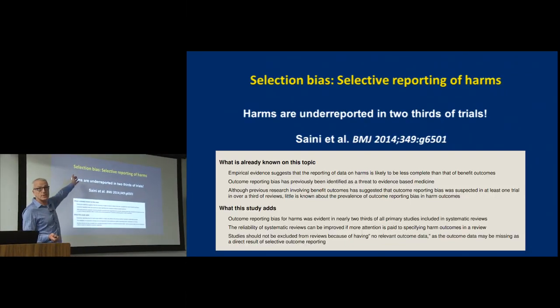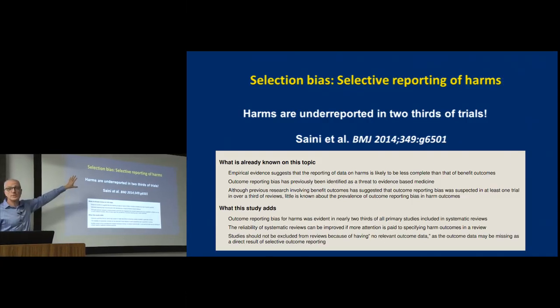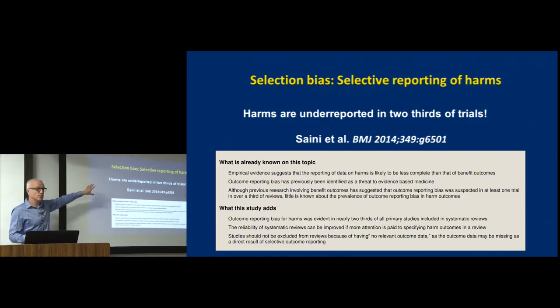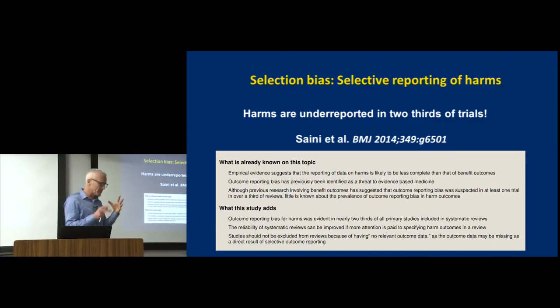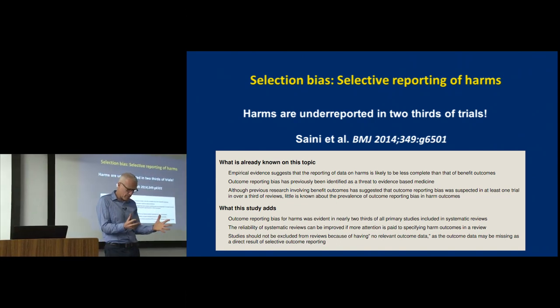and there have been other studies that show harms are greatly unreported. So if you get a harm, two thirds of trials won't report it. So that's really important. The selection bias about harms seems to be really severe. So that's selection bias. Selection bias is a really big problem.